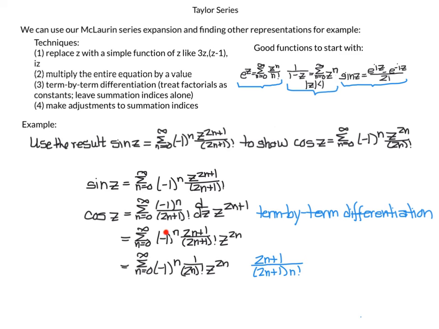And that's going to give us 2n plus 1 coming down in front, over the 2n plus 1 factorial, and then this exponent gets reduced by 1, so that's 2n. So I still have my minus 1 to the n. But just because of factorials, this 2n plus 1 factorial is equal to 2n plus 1 times 2n factorial. So the 2n plus 1 terms can cancel out, and I get minus 1 to the n, 1 over 2n factorial, z to the 2n, which is exactly what I wanted to show.